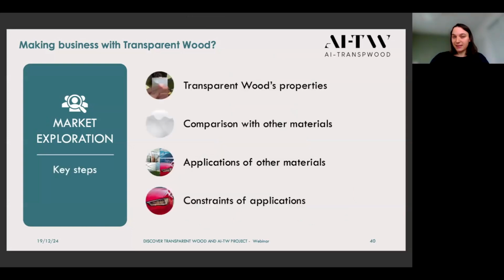To do so, there are some key steps. In particular, if we want to see how transparent wood can be leveraged, we need to understand which are its key properties. We also need to understand how it compares with other materials to be able to identify its value added. And then, with these elements in mind, we can analyze the current applications of materials of the same type to first obtain a broad view of where transparent wood could theoretically be applied. And finally, we can dive deeper into these applications by considering the key constraints in these specific cases so that we can check if transparent wood could actually be relevant. And if so, to ensure that it will meet these key constraints. So I will now share a bit more about these 4 steps.